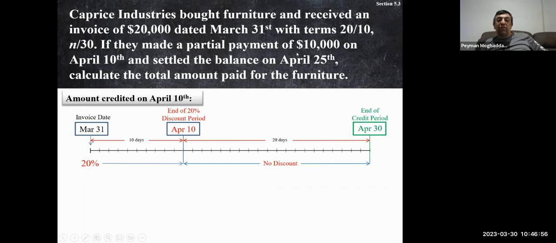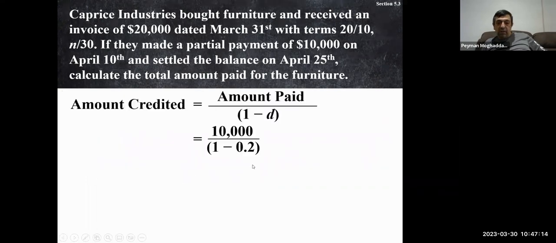which is credited toward your $20,000, right? Since you made the $10,000 payment here, the credited amount is going to be $10,000 divided by 0.8, that is, $10,000 divided by 1 minus D, which is 20%. So divided by 0.8, which is going to be 12,500. So that 12,500 is going to be credited toward 20,000.